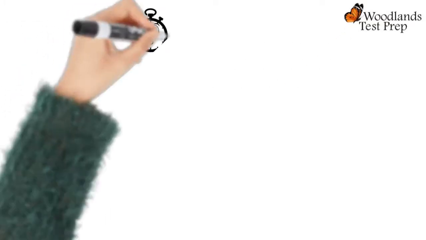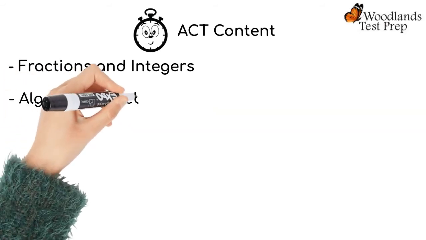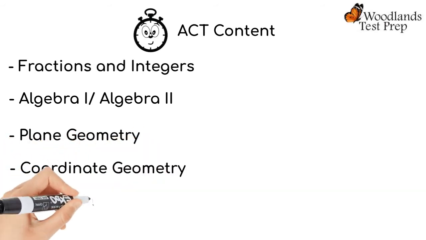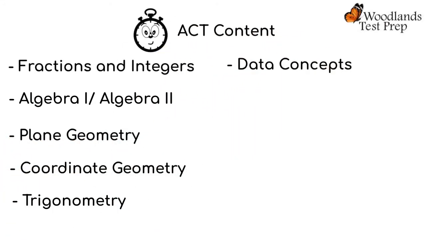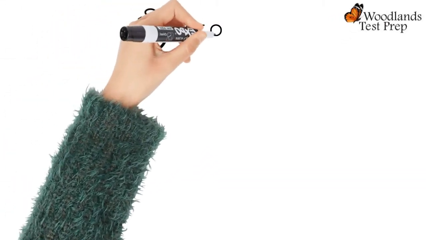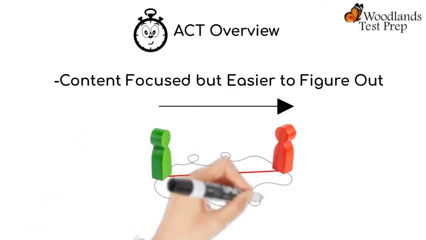In contrast, the ACT is more like a smorgasbord of everything you've learned in math from middle school forward. It tests middle school topics like fractions and integers, Algebra 1 and Algebra 2, including all the stuff on the SAT, plane geometry, coordinate geometry, trigonometry, data concepts like percents, averages, and study design, matrices, logarithms, proportions, probabilities, and other topics as well. So, the ACT is more heavily content-focused, but much easier to figure out what the question wants you to do.